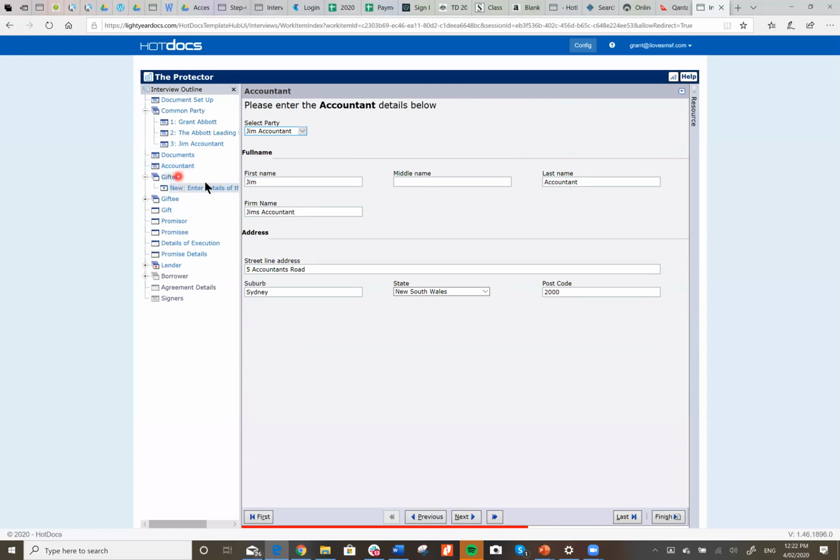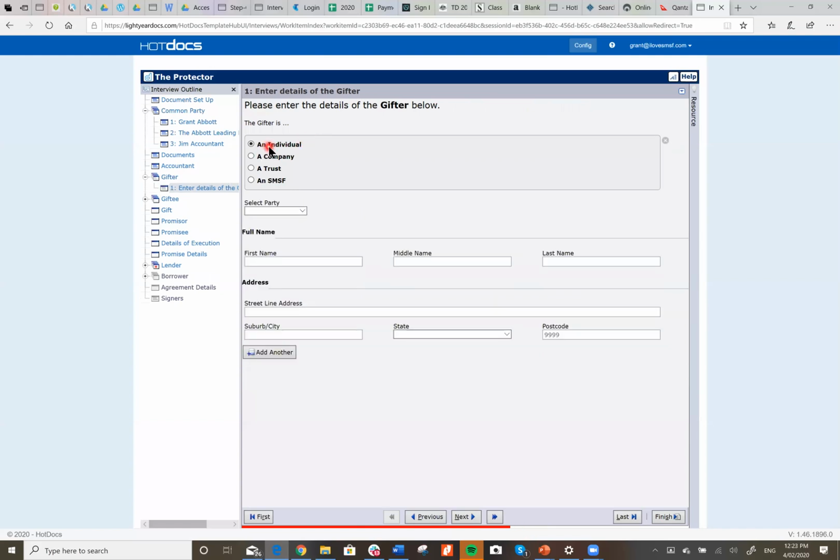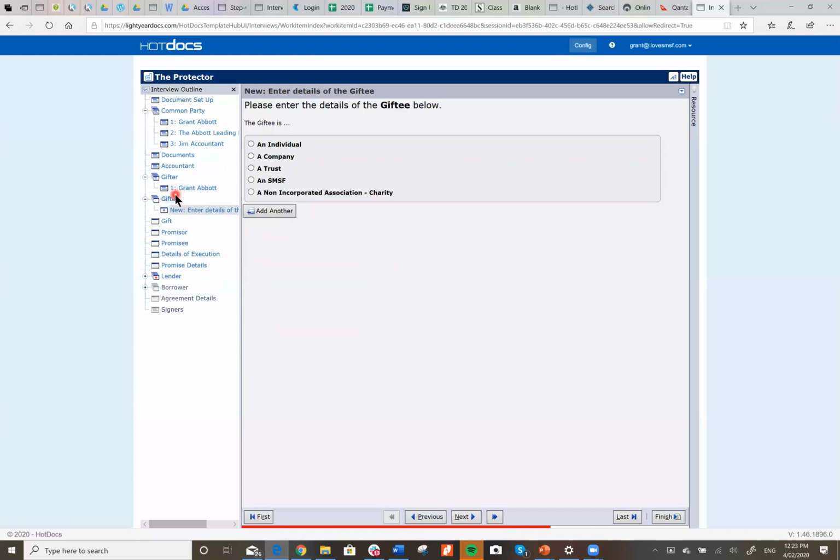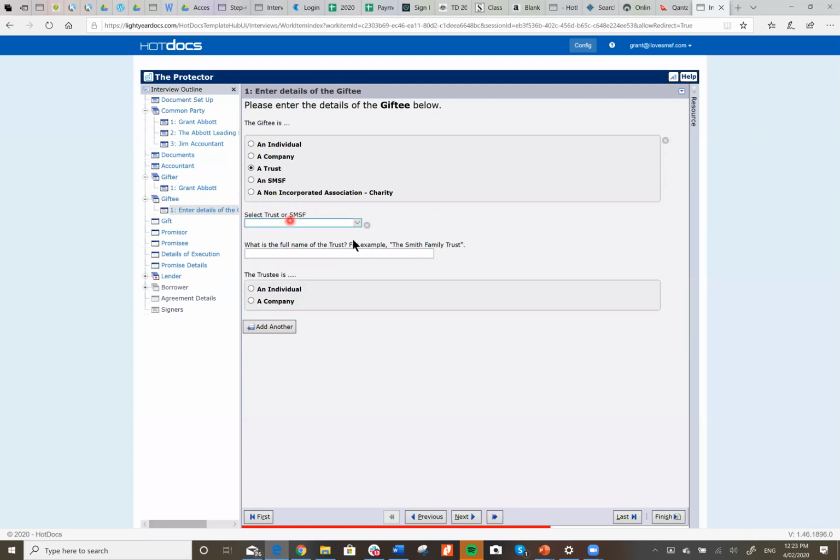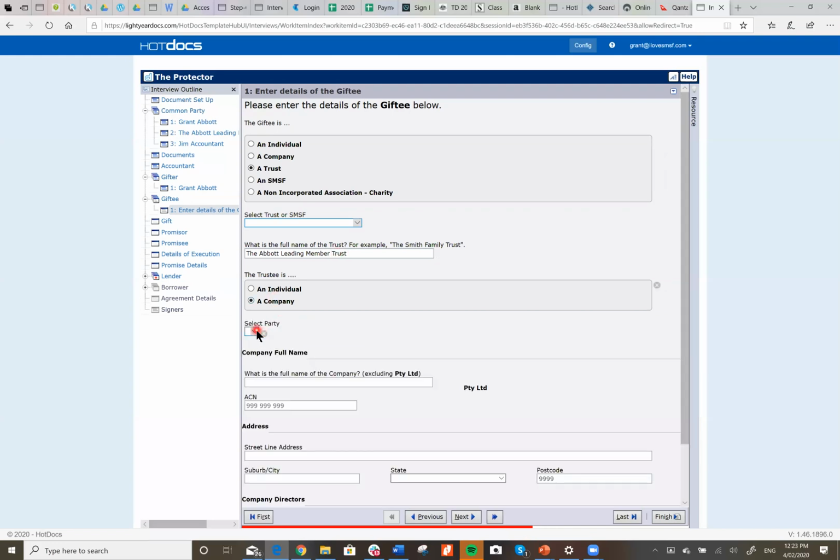Then I've got the gifter, which is obviously me. So it's an individual, select a party. It's going to be Grant. The giftee is a trust, so I can put the name of the trust or the SMSF. Here I'm going to put the Smith Abbott leading member trust. I've got the company and the party, and the party pops in.